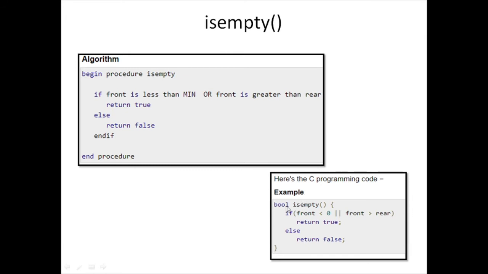So in C language, we have here a function that returns true or false. That's why we have the Boolean data type here. If front is less than 0, that's less than the minimum, or front is greater than rear, then we return true. Else we return false.